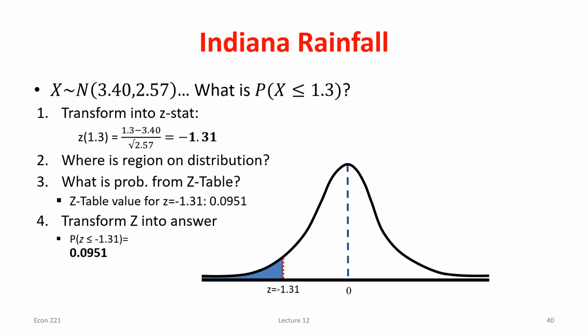I don't have to transform this at all because I wanted the area to the left. Now let's say I wanted the probability of seeing more than 1.3 inches of rainfall. What would that final step be? I convert that into a z-score, it's negative 1.31. I actually want the area to the right. Well, if I find the area to the left, what's the only thing I have to do? Subtract it from 1, right? Because the area under the curve is 1. So if I know what's to the left of this value, I automatically know what's to the right. So that one's pretty easy, I think. That one's not too bad.